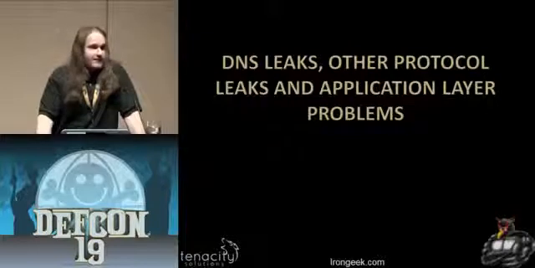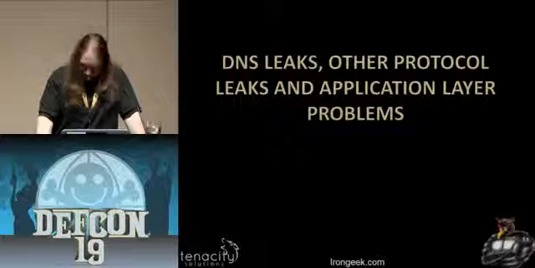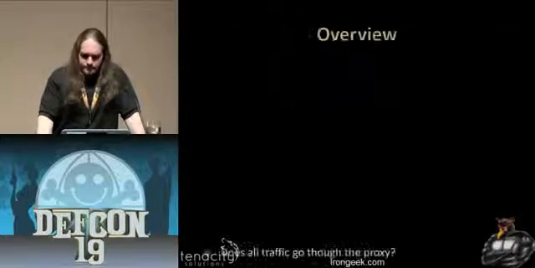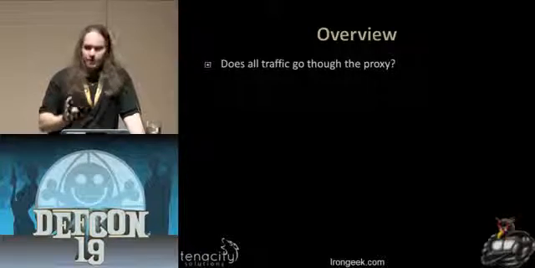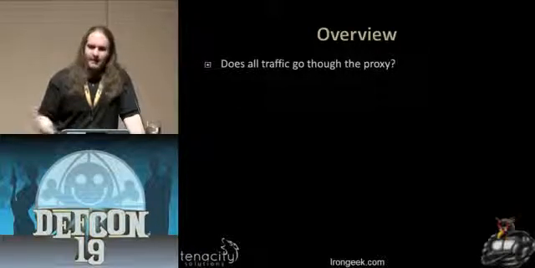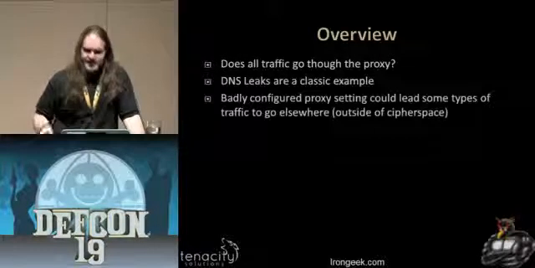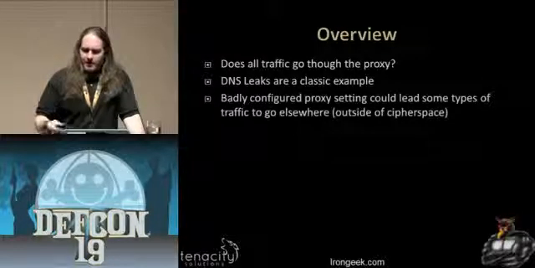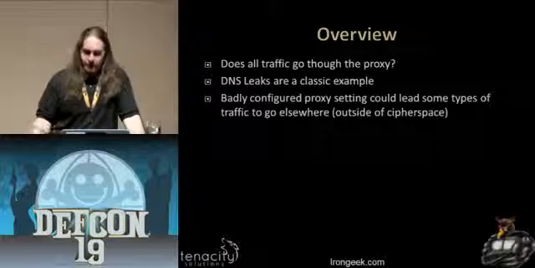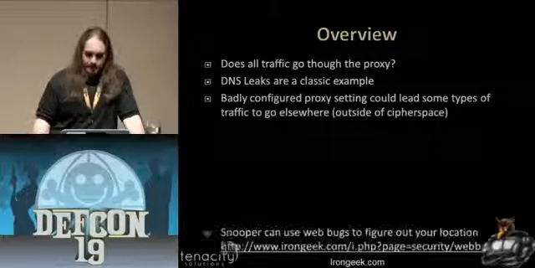The next kind of attack I'm going to talk about is DNS leaks and other protocol leaks on the application layer. Does all the traffic you're trying to send actually go through the proxy, or does some of it leak out in other ways? DNS leaks are a classic example, and badly configured proxy settings could also lead to some types of traffic going elsewhere, and I'll show some of those bad configurations shortly.